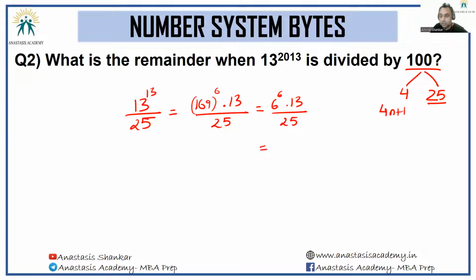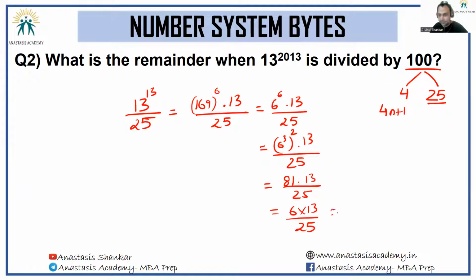Again, now 6 cube leaves a remainder of minus 9. 6 cube is 216. So this is 6 cube raised to the power 2 into 13 divided by 25. 6 cube leaves a remainder of minus 9. Or even if you want to go down the path of 6 cube leaves a remainder of 16, 16 square is 256, or minus 9 raised to the power 2 is 81 into 13 by 25. 81 leaves a remainder of 6, so I'm left with 6 into 13 by 25. 78 leaves a remainder of 3.